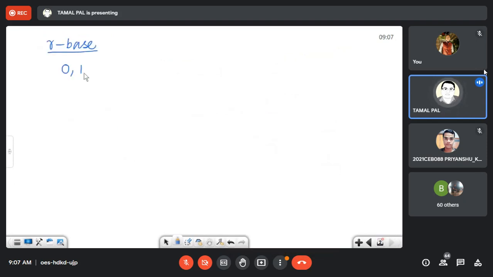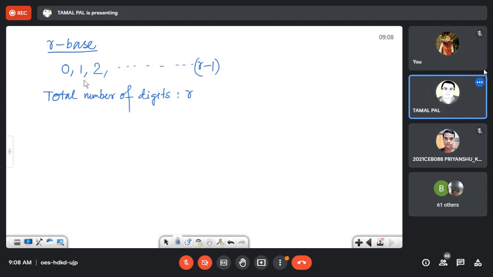So for an R-based number system, the digits in the number system are 0 to R minus 1, and the total number of digits is equal to R. Actually, these terms are often very confusing. If I can generalize the number system, we will get that idea.